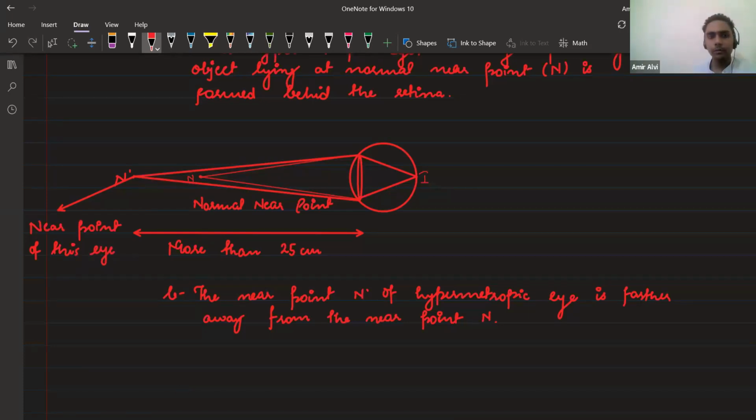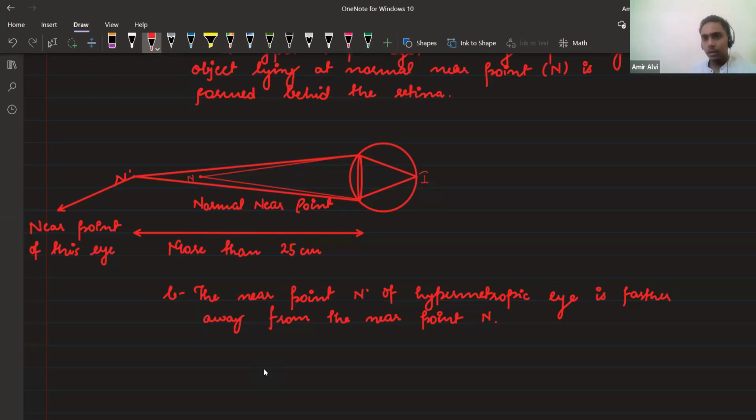Clear, everyone? Yes, sir. Any doubt to anyone up to here? Clear, everyone? Say yes or no at least. Yes, sir. Okay. So both hypermetropia and myopia are very similar to each other. The only difference is that in one case the image is formed before the retina, and in the other case it goes beyond the retina.